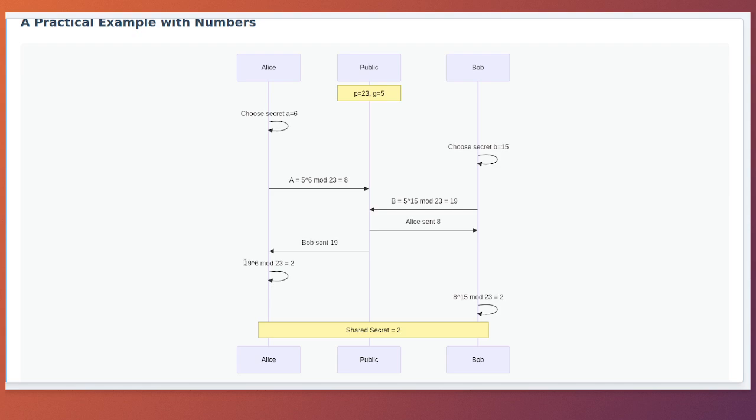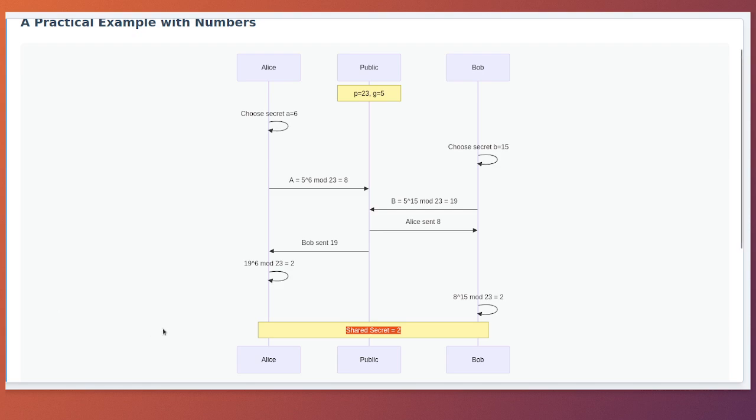Step 4. They compute the shared secret. Alice takes Bob's public key and raises it to her private key: 19 to the power of 6 modulo 23 equals 2. Bob takes Alice's public key and raises it to his private key: 8 to the power of 15 modulo 23 equals 2. They both get 2. This is their shared secret that no one else can calculate without knowing either a equals 6 or b equals 15.